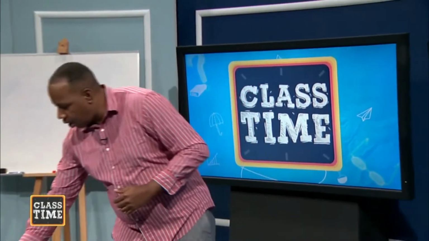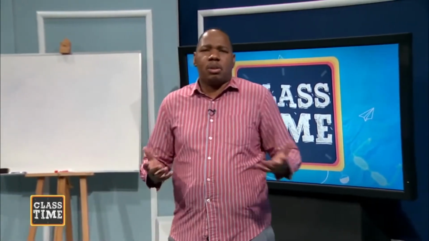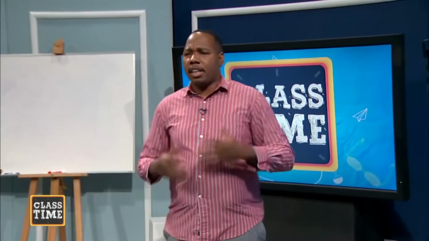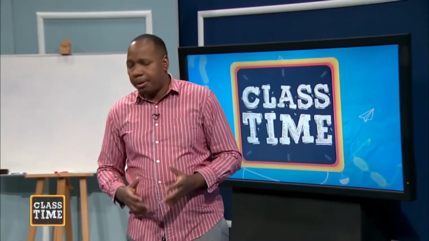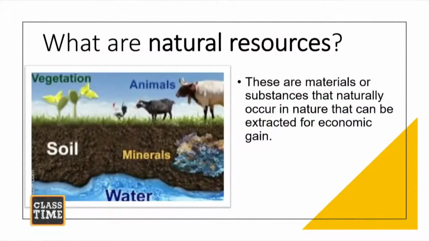So to start, we have to first understand what we're talking about when we say natural resources. What do we mean by that? A natural resource is simply the materials or substances that occur naturally. And these are usually extracted for economic gain. Certainly within the context of our CSEC syllabus, when we're talking about natural resources, we are looking really at those natural resources that we derive some economic benefit from.